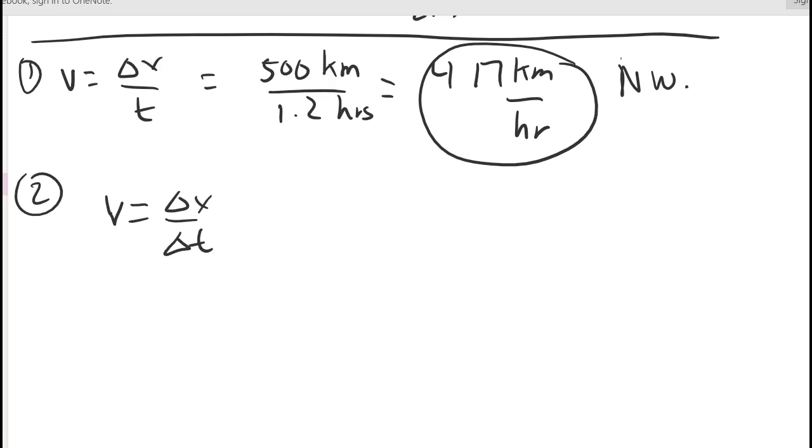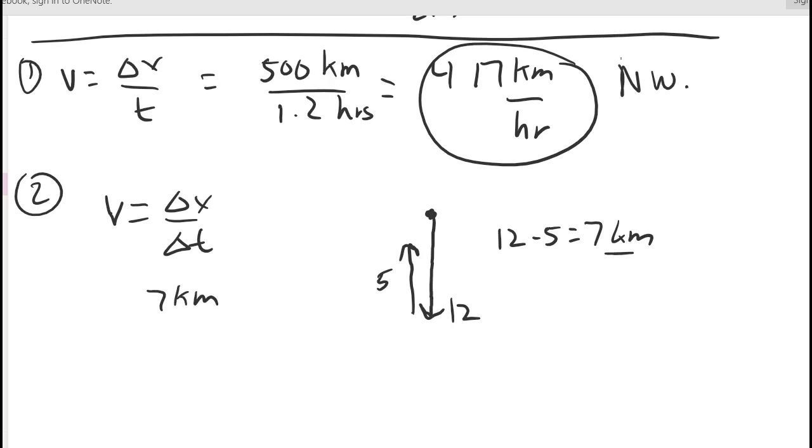Now, the total distance, remember from our earlier problems, if we draw a diagram and we go 12 kilometers south, and then we go 5 kilometers north, our total displacement is 12 minus 5 equals 7 kilometers. So in this case, we have 7 kilometers divided by the time, which is 0.25 hours.